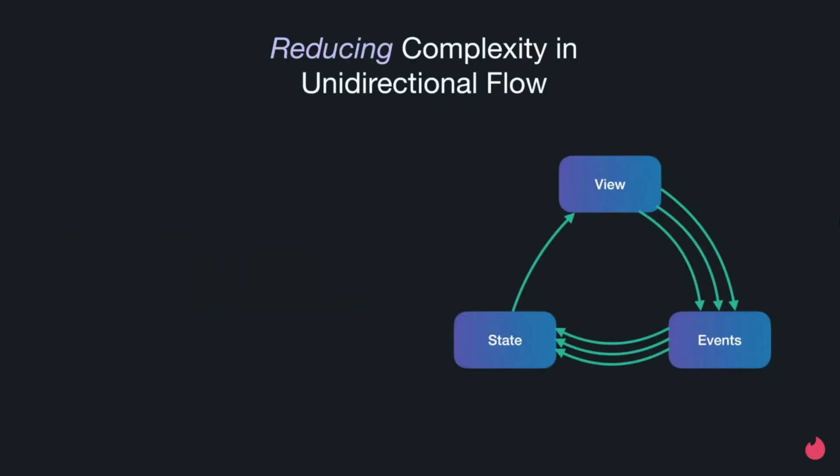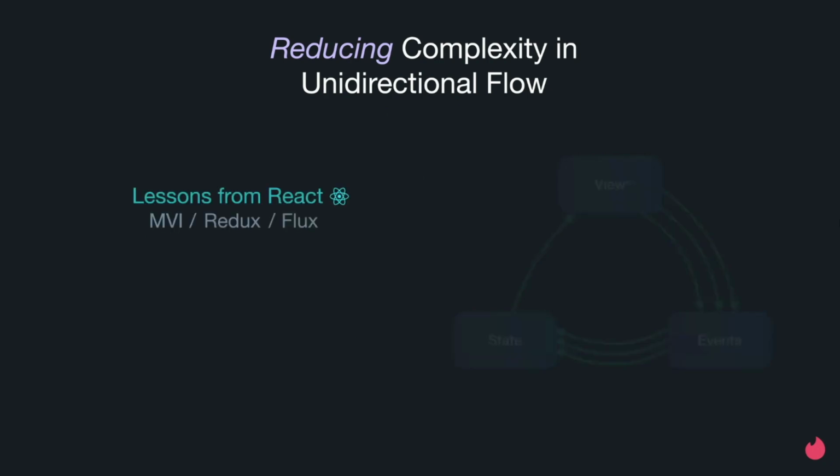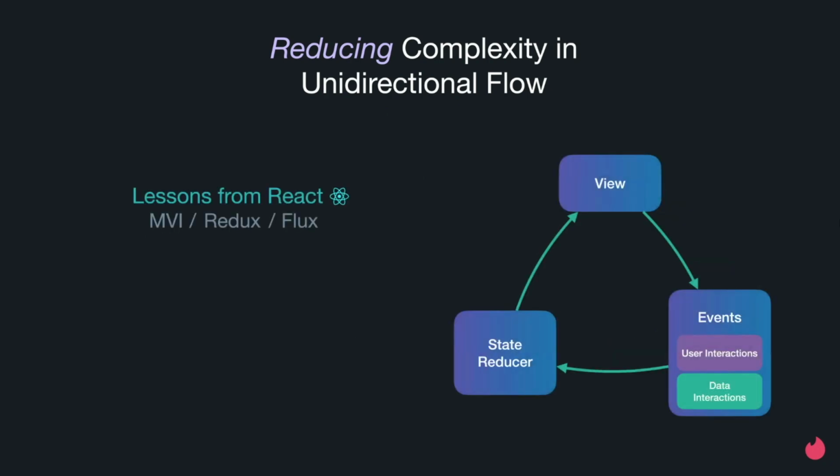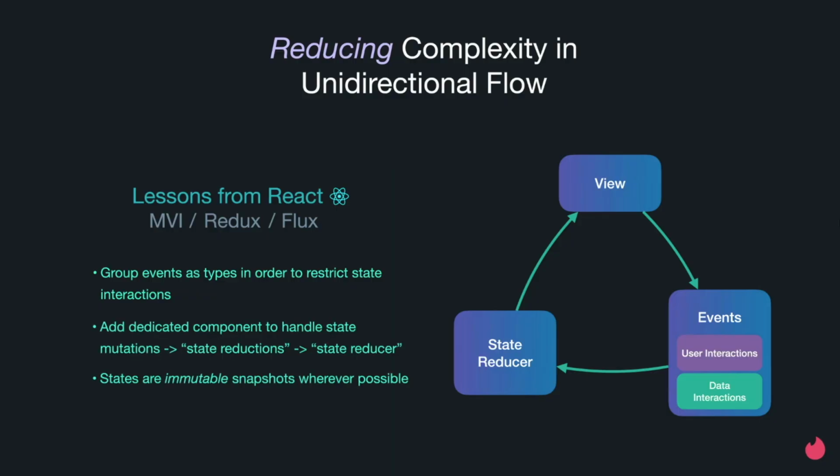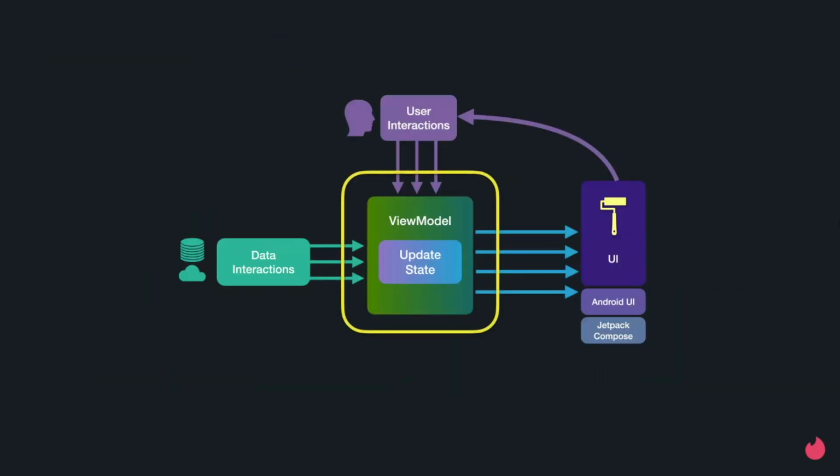Typical unidirectional flow is described like this, where multiple events from views mutate states that are then handed back to the view. However, with some ideas laid out by Redux and MVI, events or intents and state mutations can be organized further by grouping together all the interactions and designating a component that is a state reducer solely to handle state mutations. States are then immutable, and every event generates a new state which will represent snapshots of the rendering layer. State mutations are referred to as reductions in these unidirectional architectures.